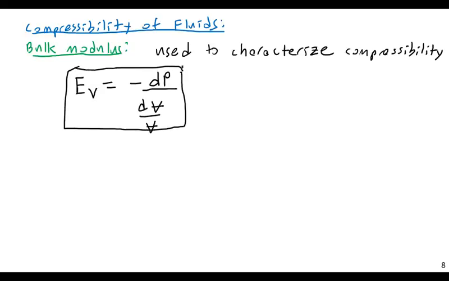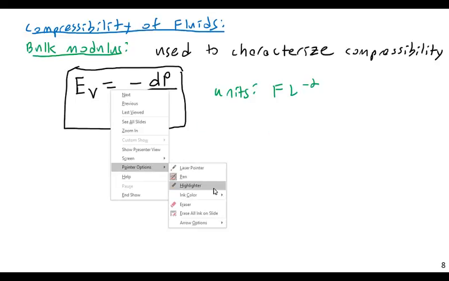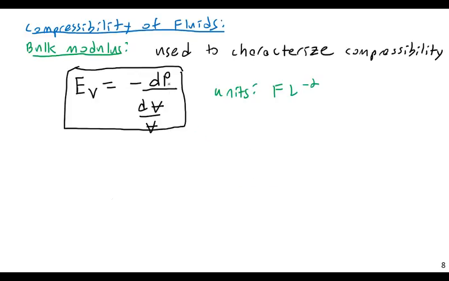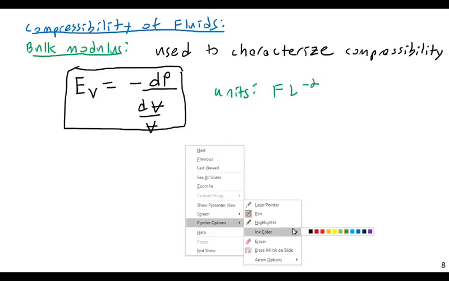The compressibility of fluids. And units for this are F L to the negative 2, so same as pressure, because it's just pressure over volume. And the reason it's negative there is that if you have an increase in pressure, it will cause a decrease in volume. So a positive dP will have a negative dV, which means the whole thing will come out as positive.